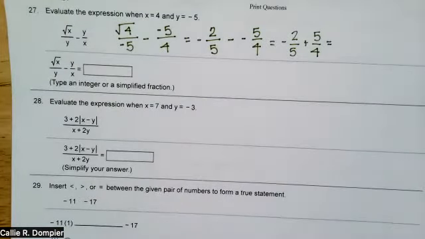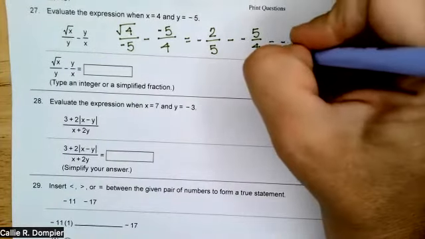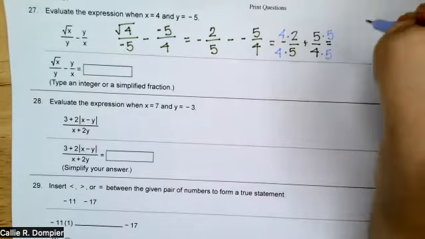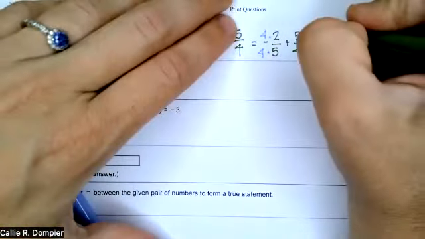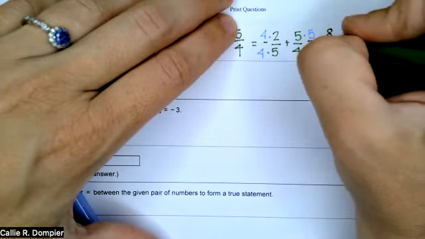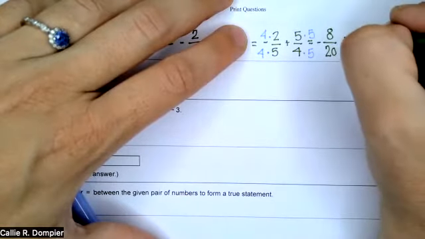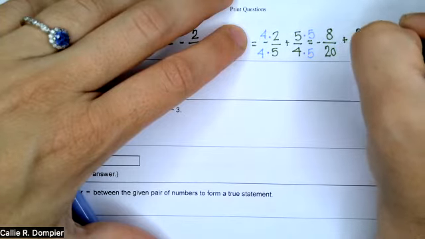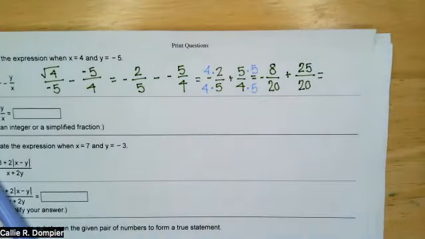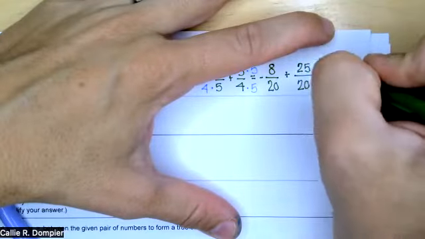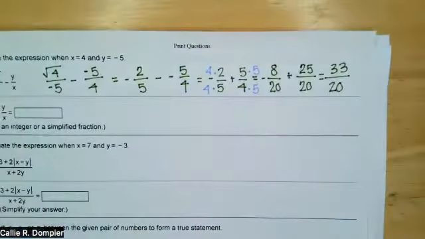Now we need a common denominator. So I'm going to take the 5 and multiply it by 4, and take the 4 and multiply it by 5. So we have 4 times 2 becomes 8. 4 times 5 becomes 20. Ooh, and it was a negative. Always forget those. Plus 5 times 5 is 25. And 4 times 5 is 20. So now I have a common denominator. 8 plus 25 is 33. So I would say it's 33 over 20. Nope, negative 8. So 25 minus 8.